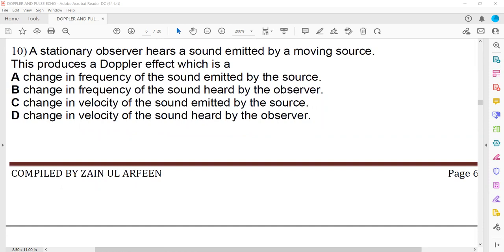A stationary observer hears the sound emitted by a moving source. So there's a source which is moving, either towards or away, and a stationary observer is there.